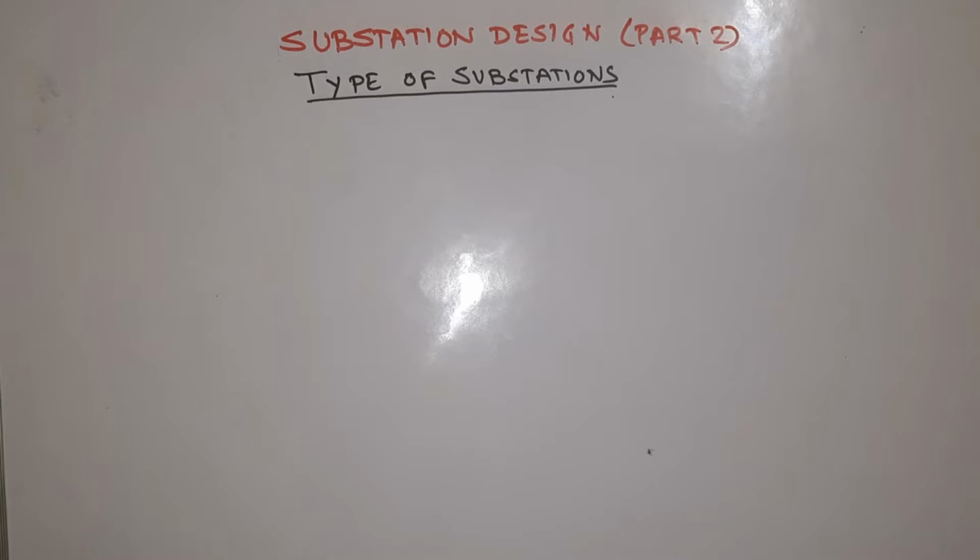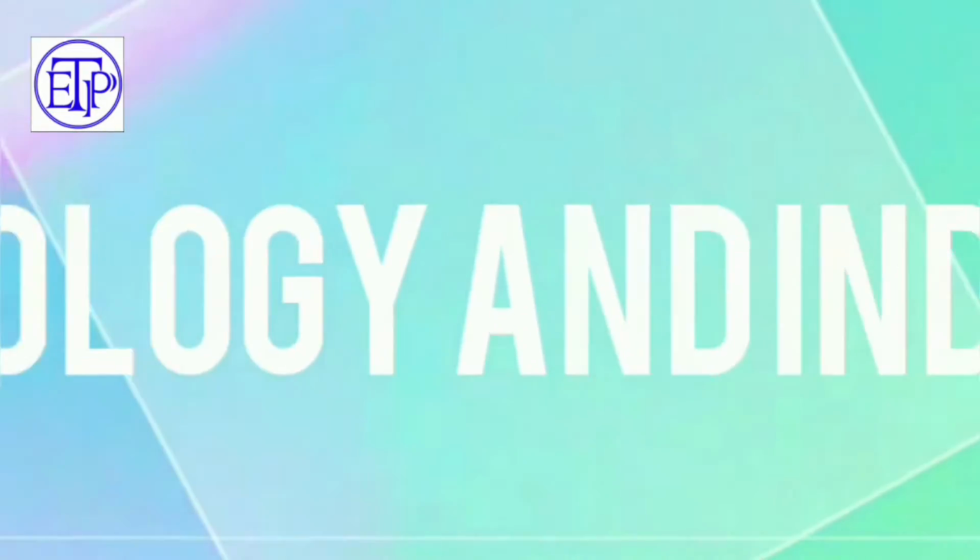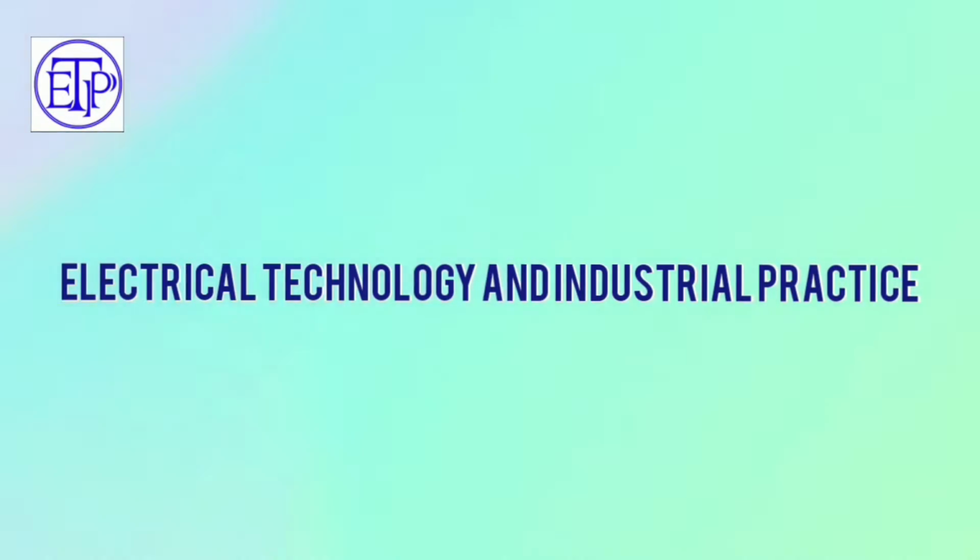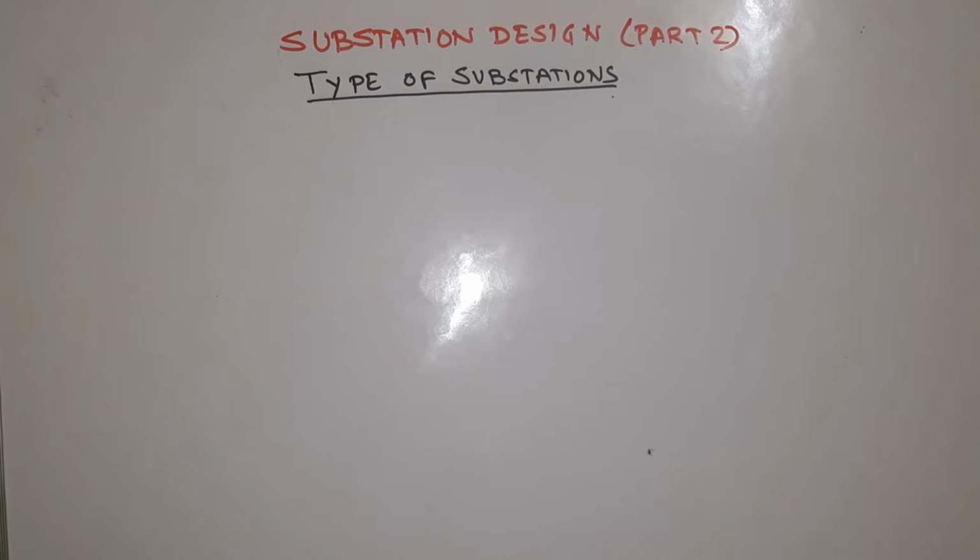So today it is the second part of substation design, and in this video we will be discussing what the types of substations are. Okay, so let's begin the video. Now before going to the type of substation, we need to understand what the voltage levels used in substations are. In the previous video we discussed the components of substation. Now in this video we will discuss how, depending on the components, the category of substations is defined. For that we need to know first the voltage level.